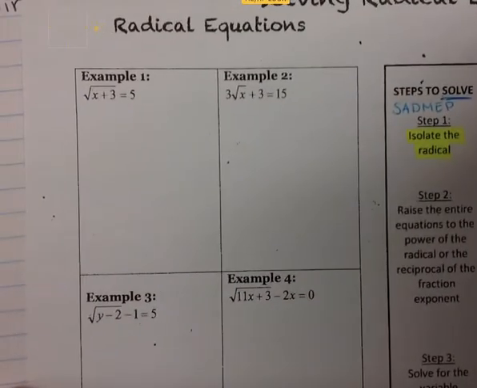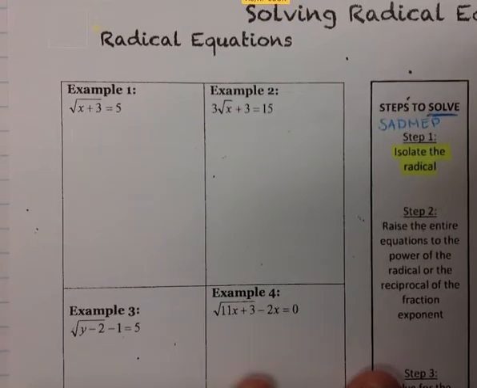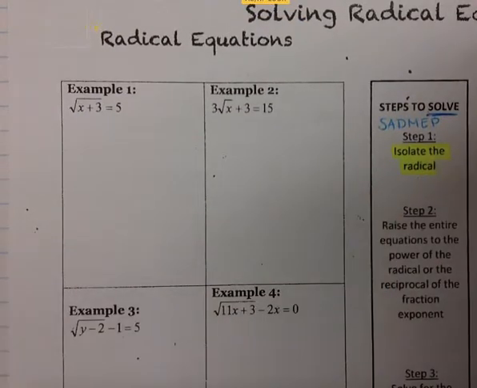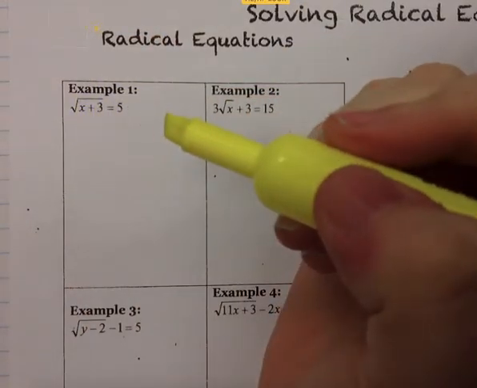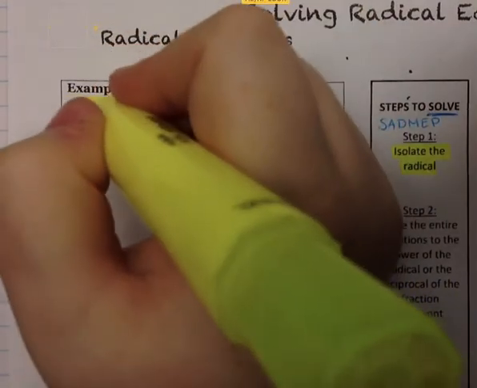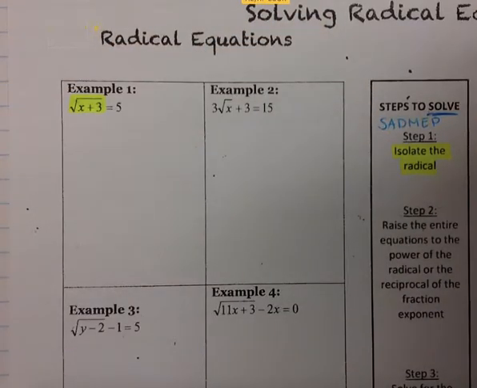So we're going to do 4 examples on solving radical equations. So again, the first step is isolate the radical. So I'm going to highlight the radical and the radicand that we have to isolate. So on this first example, I start with the radical and I highlight everything in the radicand. I ignore the coefficient. I am looking at just the square root of x plus 3. I want to isolate that, which means that I need to get the coefficient away from it and also anything added or subtracted to it.